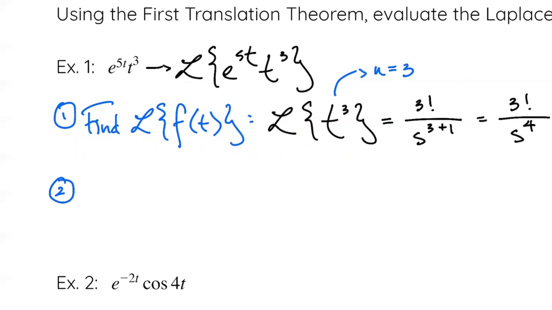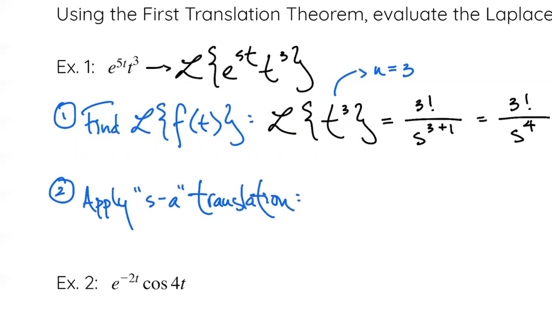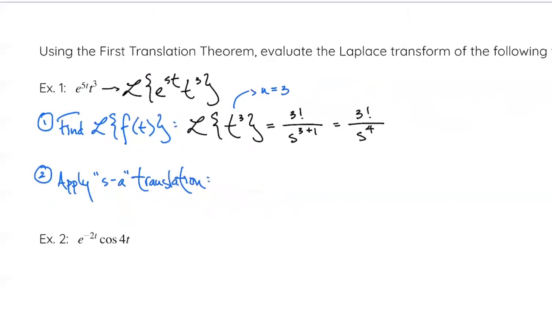So for step number 2, we're going to apply the s minus a translation. Okay. And so all we mean by that is everywhere we see an s, we're going to replace that with s minus a. And so it would be really important for us to also know what our a is at this point. So a equals 5 because we have e to the 5t.